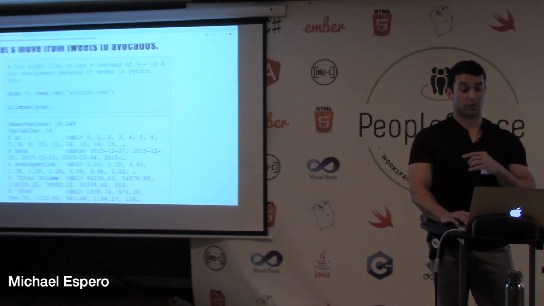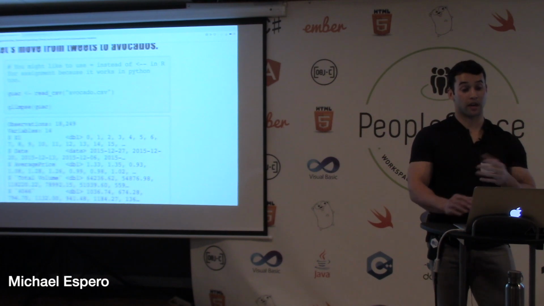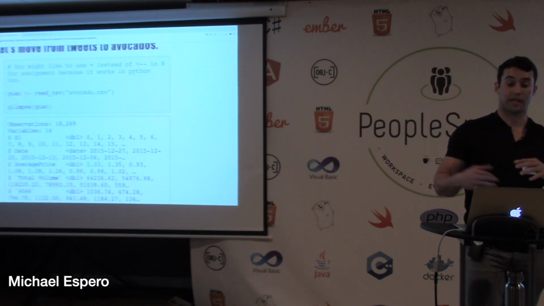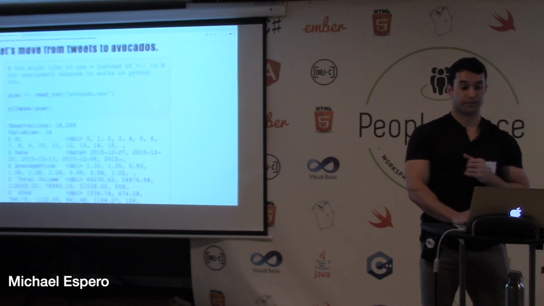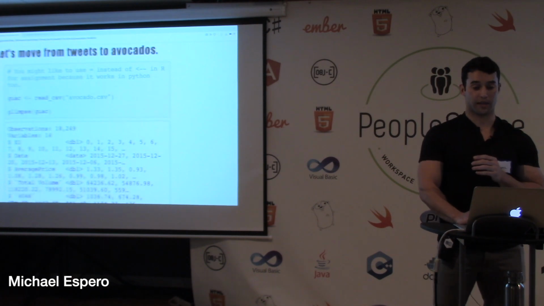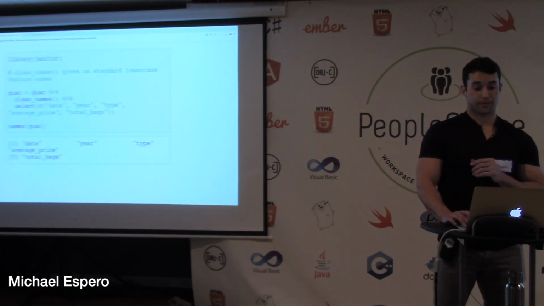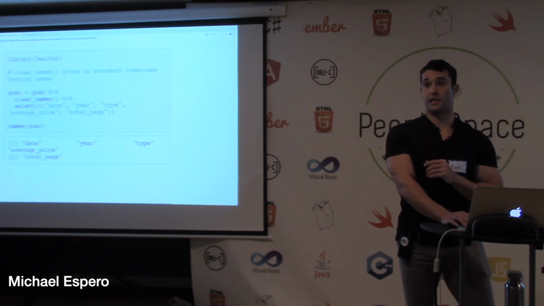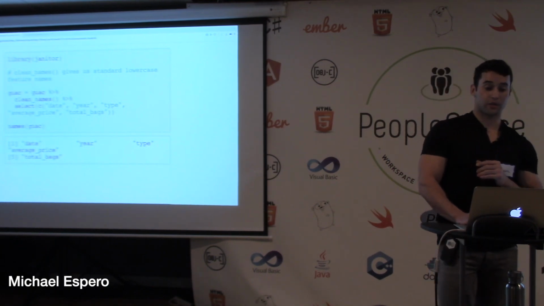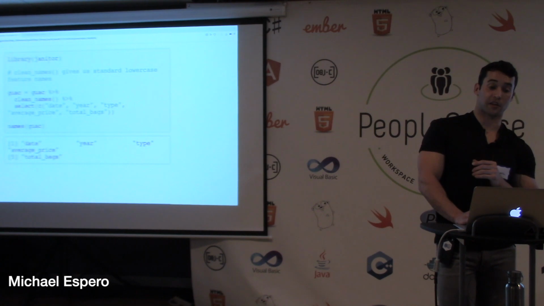Jumping to something else, we're still in our chunk. We're going to go back to the avocado data, moving from the tweets to the avocado data, taking a glimpse of it like we did before. And let's do a few other steps. So we're going to take the clean names function from the janitor package.